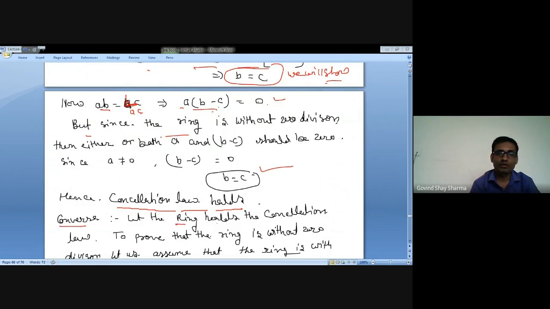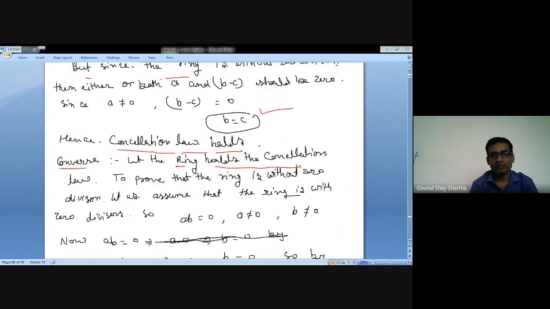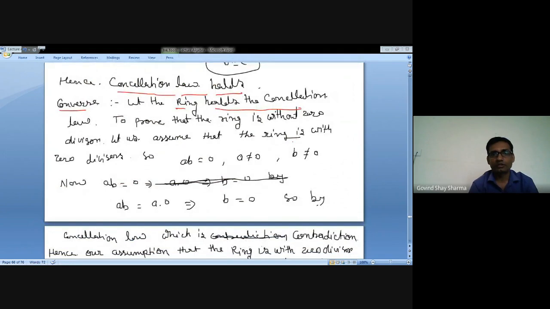Okay. Now the converse. Let the ring hold the cancellation law. Now we will show that a ring holding the cancellation law is a ring without zero divisor. So prove that the ring is without zero divisor.